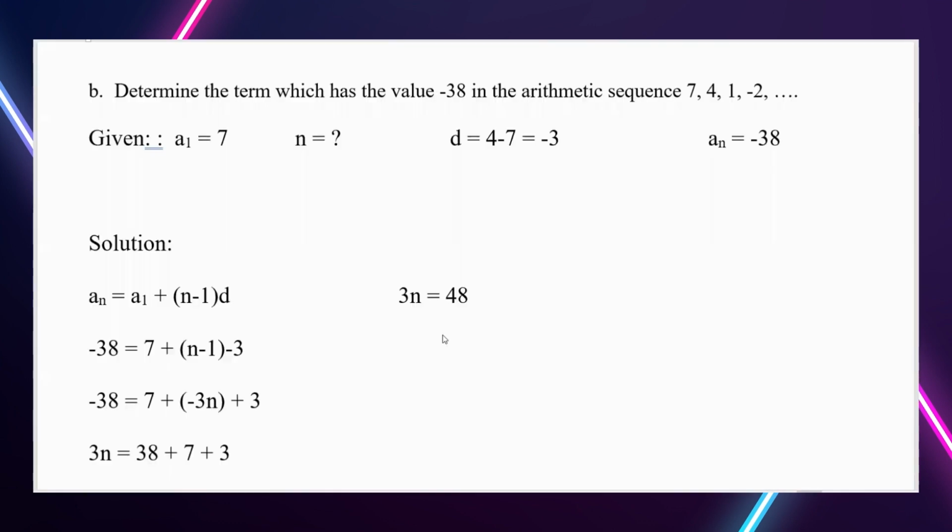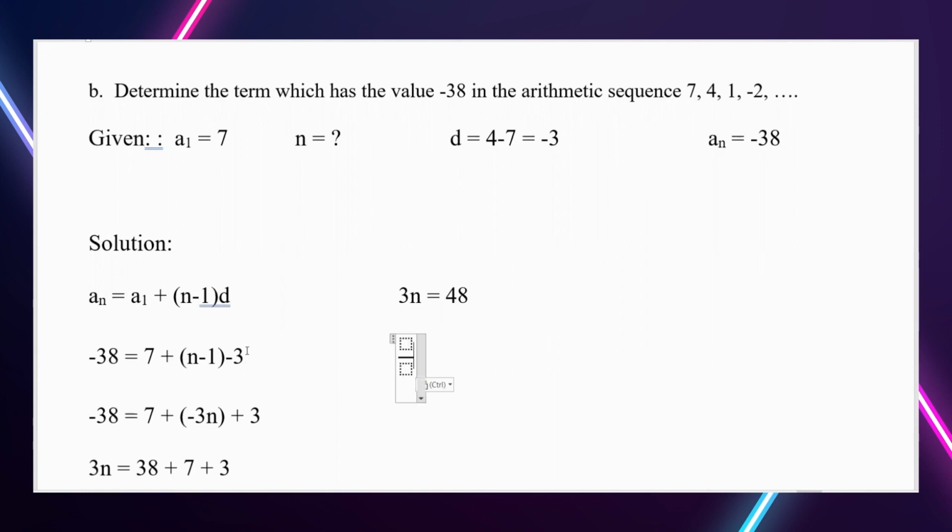Now, this time to remove the numerical coefficient of the variable n, we have to divide both sides by 3. Okay, so magiging 3n divided by 3 is equal to 48 divided by 3. Okay, therefore 3 divided by 3 is 1, which is n, is equal to 48 divided by 3 is 16. So the computed value of n is equal to 16.